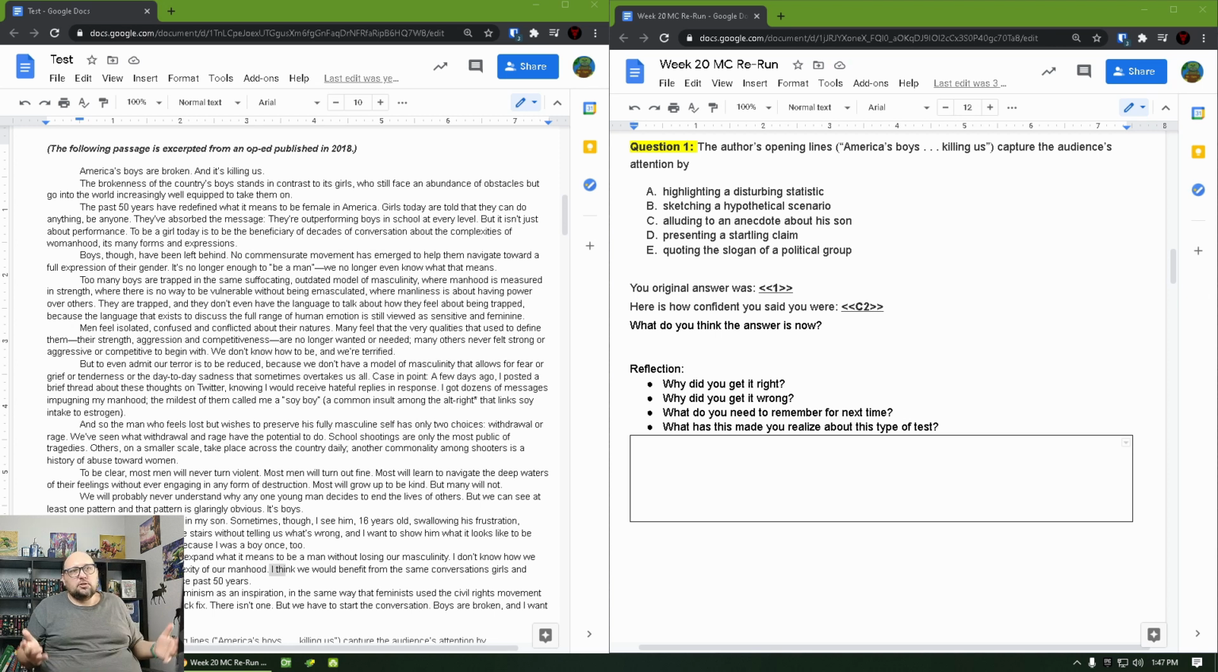So the first question says, the author's opening lines, "America's boys ... killing us," capture the audience's attention by A, highlighting a disturbing statistic, B, sketching a hypothetical scenario, C, alluding to an anecdote about his son, D, presenting a startling claim, or E, quoting the slogan of a political group.